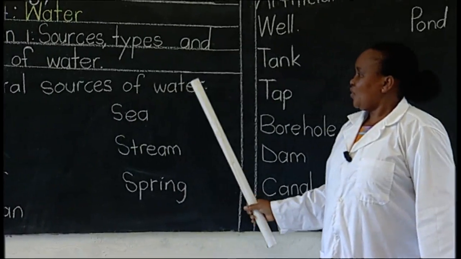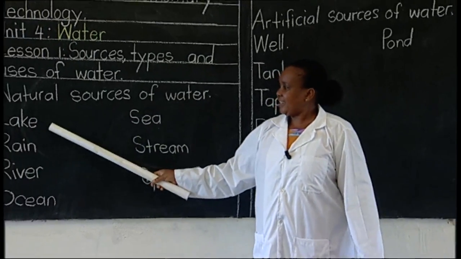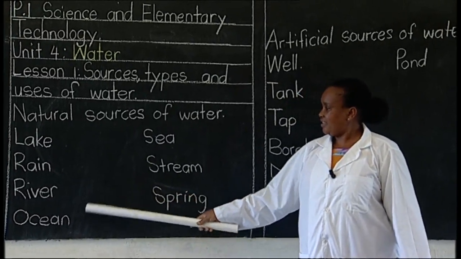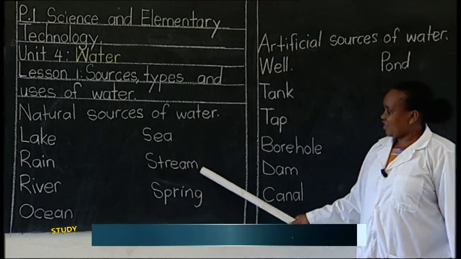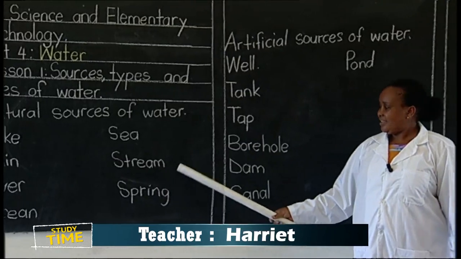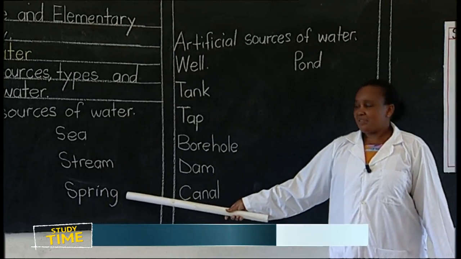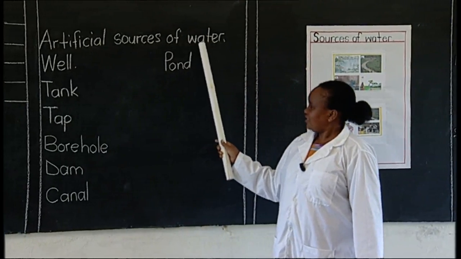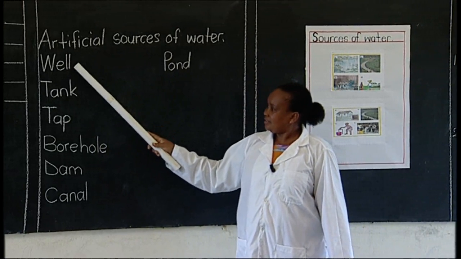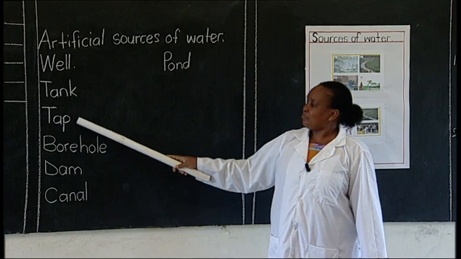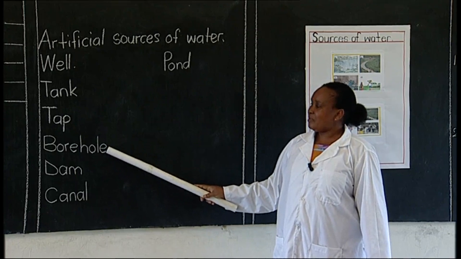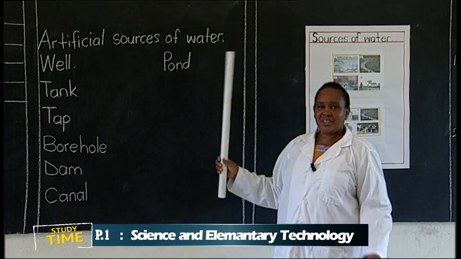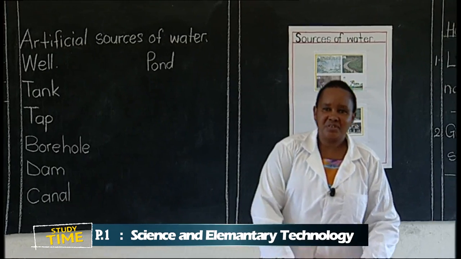Now, let's read through what we have written. Natural sources of water. Read with me. Lake, rain, river, ocean, sea, stream. Are you reading with me? Spring. Read with me. Now we go to artificial sources of water. Read with me. Well, tank, tap, borehole. Are you repeating after me? Dam, canal, and pond.